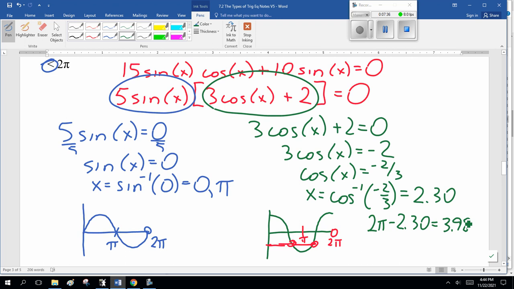So I got two answers here. This is roughly 2.3, and this is roughly 3.98. Decimal approximations. And I'm happy with that. Okay? See how that goes? All right, one more. We'll cram in one more quickly.